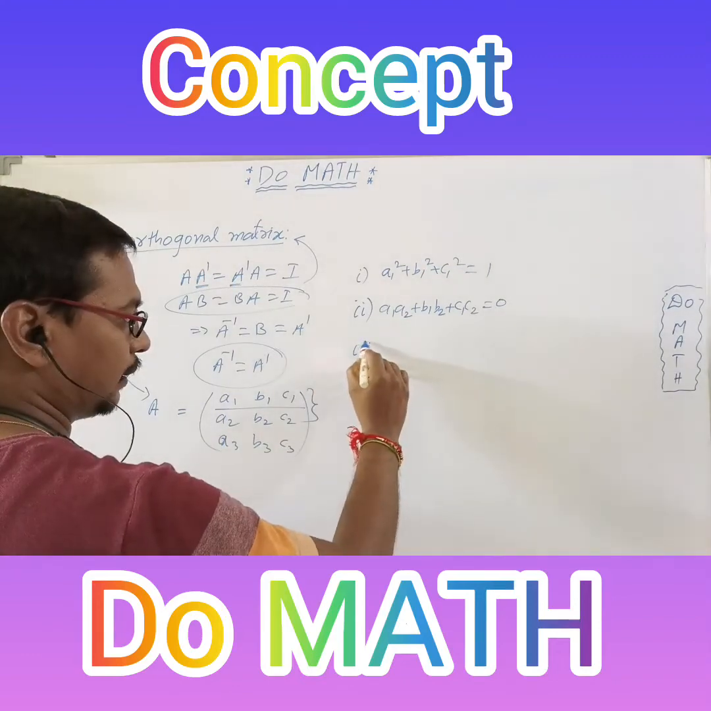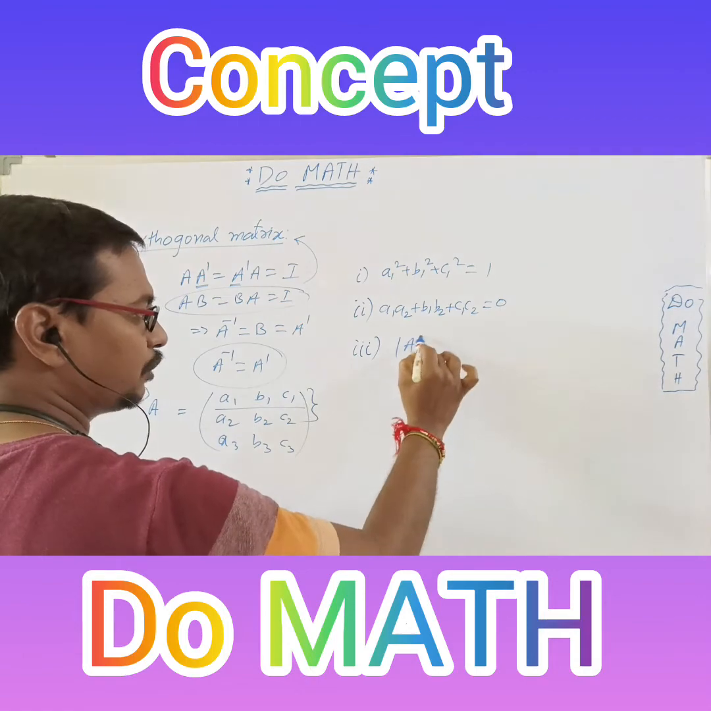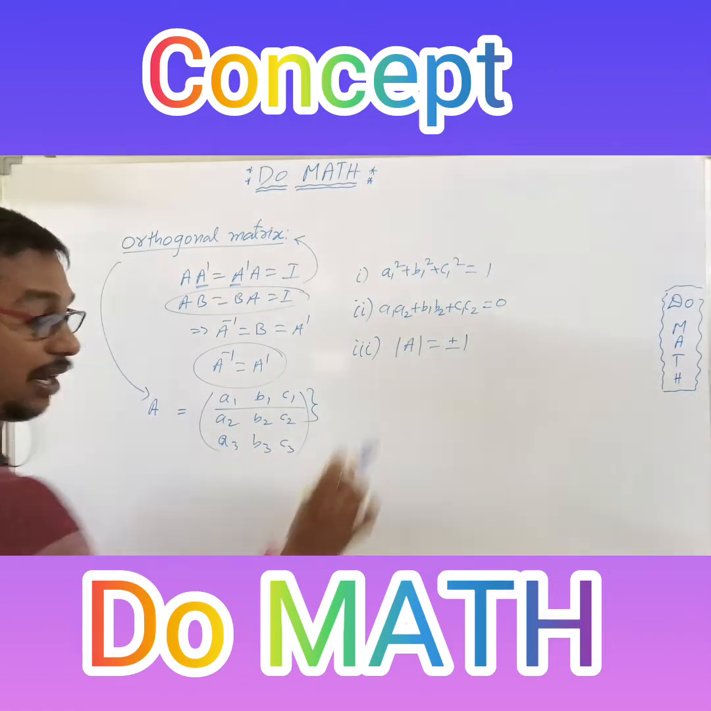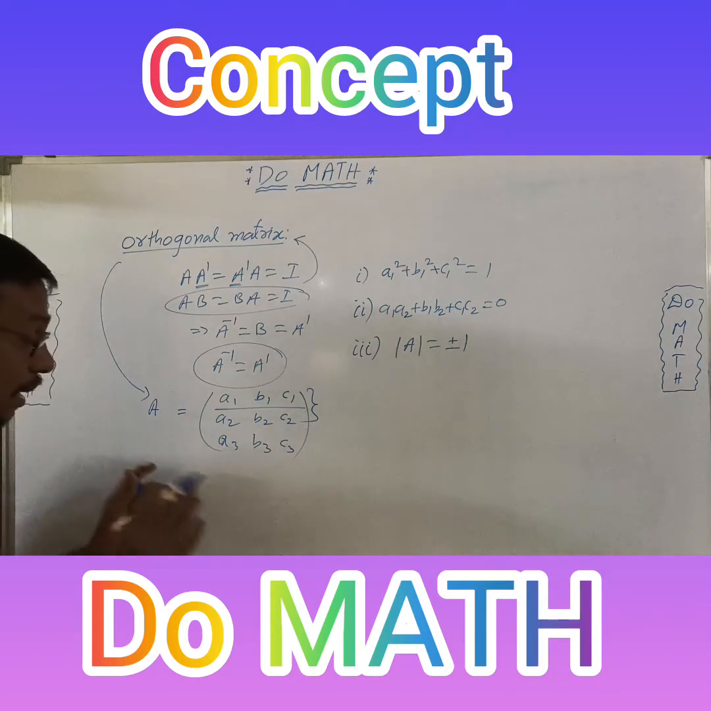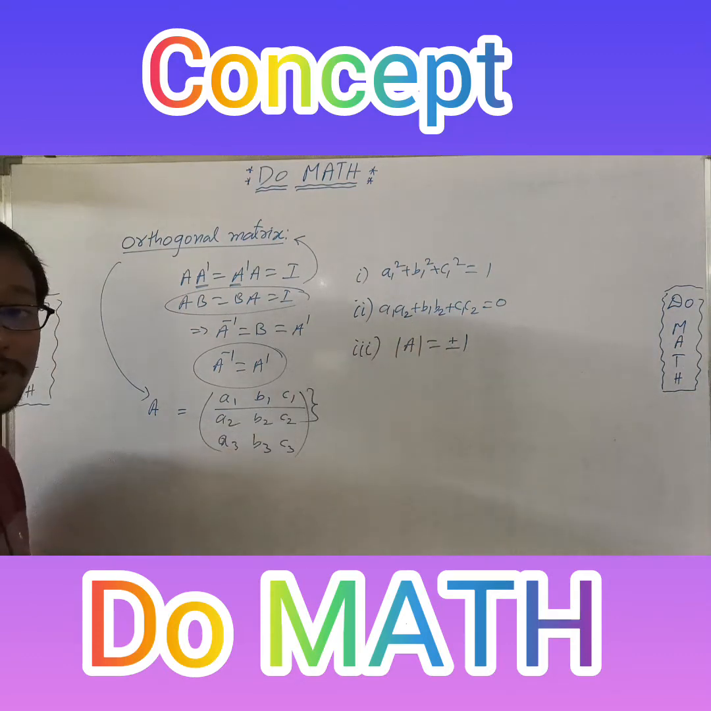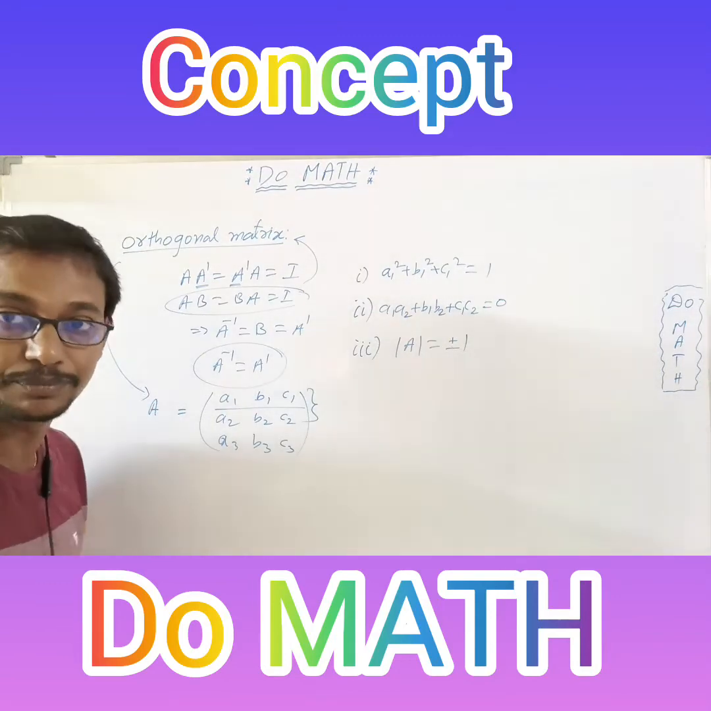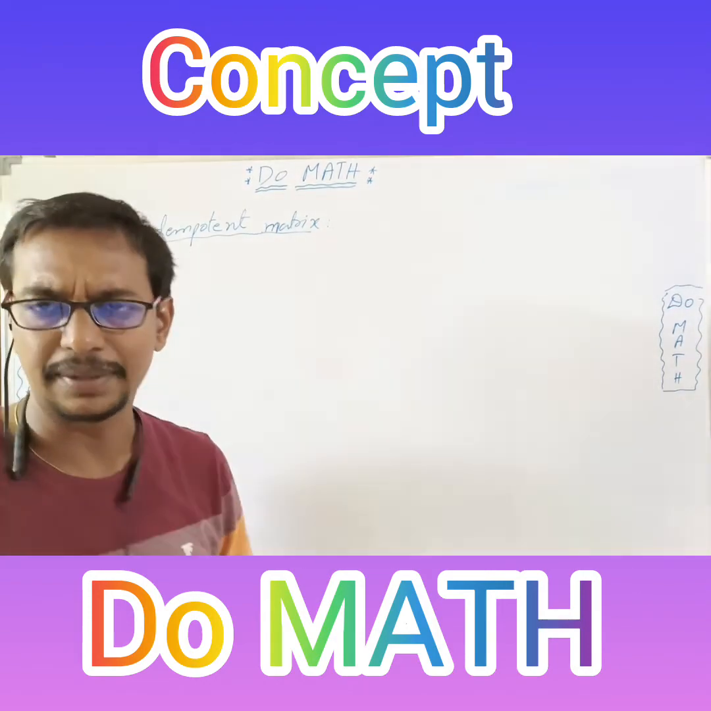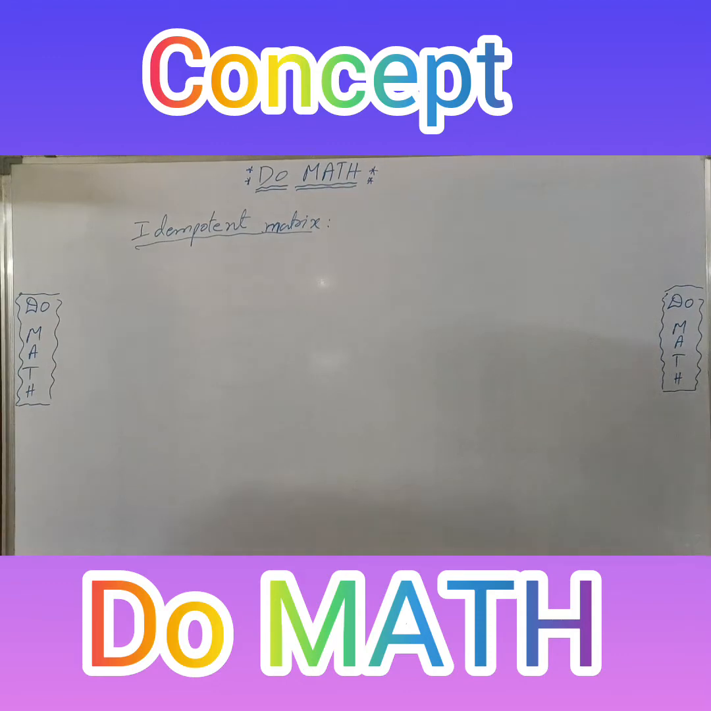And the determinant of an orthogonal matrix is always plus or minus 1. When A is an orthogonal matrix, then the determinant should be plus or minus 1. Okay, so this is about the orthogonal matrix, which is very important and repeatedly used in mains. And the next one, the idempotent matrix.